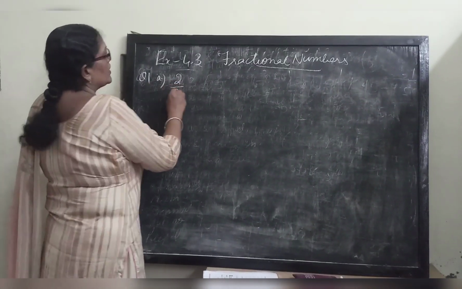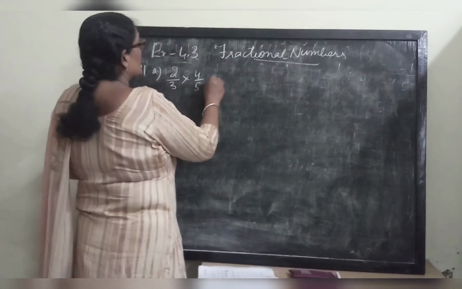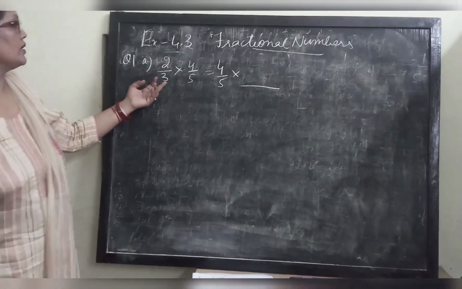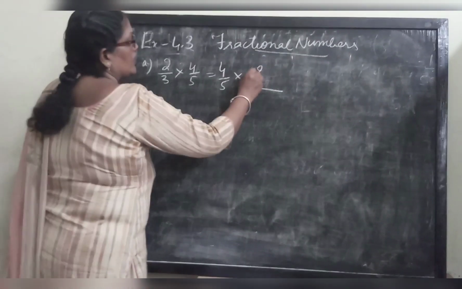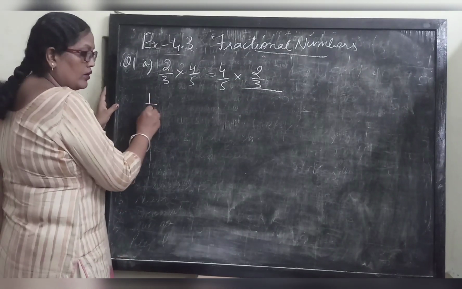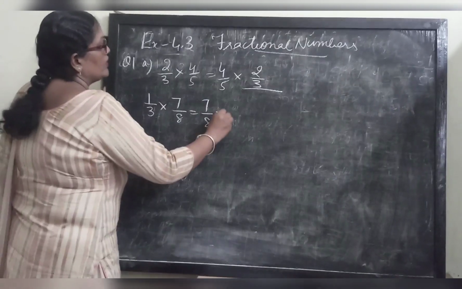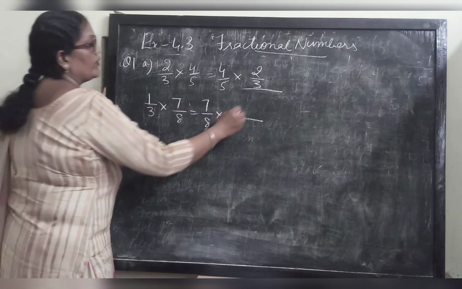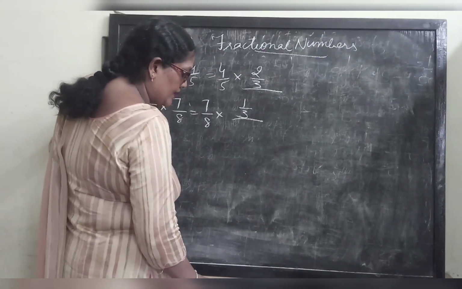2 over 3 multiplied by 4 over 5 is 4 over 5 into, see which number is left here. 4 over 5 is already there, 2 over 3 is left. So here it will come 2 over 3. Got it? Similarly 1 over 3 into 7 over 8. 7 over 8 into which number will come? This is already here. So 1 over 3 will come. In all the parts you have to do like this only.